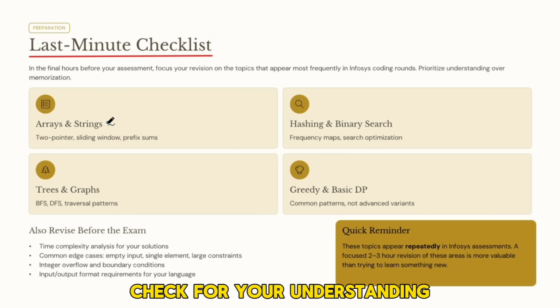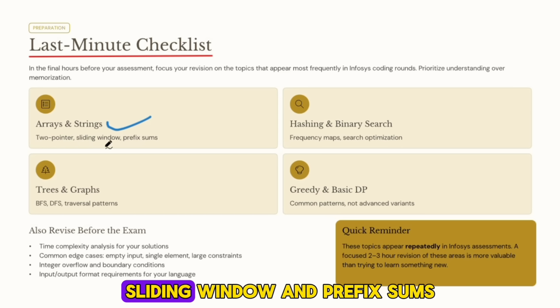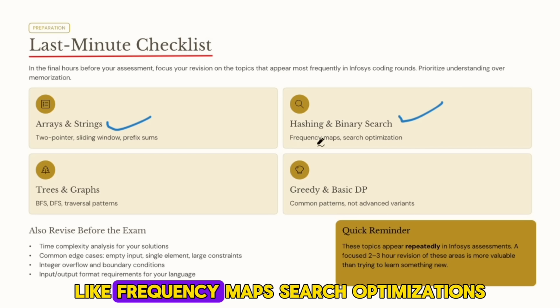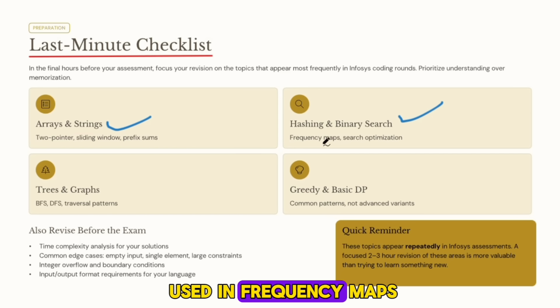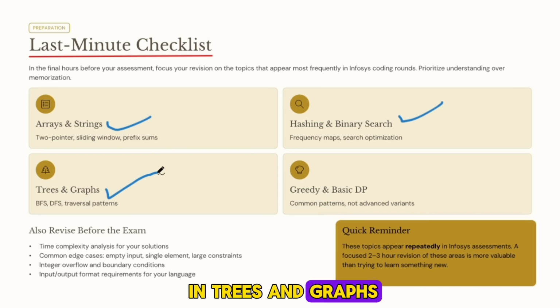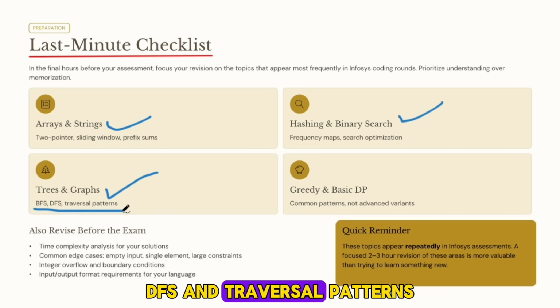Check your understanding of arrays and strings concepts like two pointers, sliding window and prefix sums. Review your skills in hashing and binary search, like frequency maps and search optimizations, that are most commonly used. Check your knowledge of trees and graphs. The important concepts in these are BFS, DFS and traversal patterns.